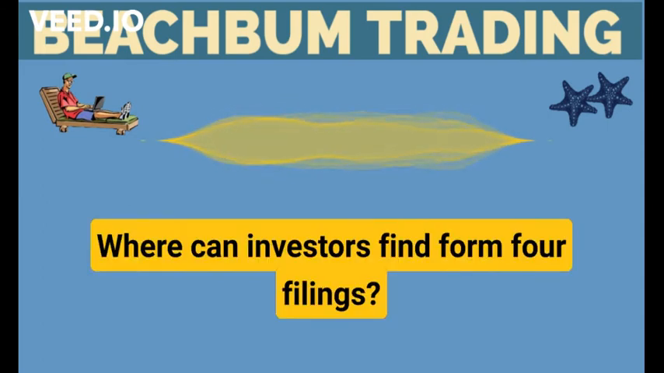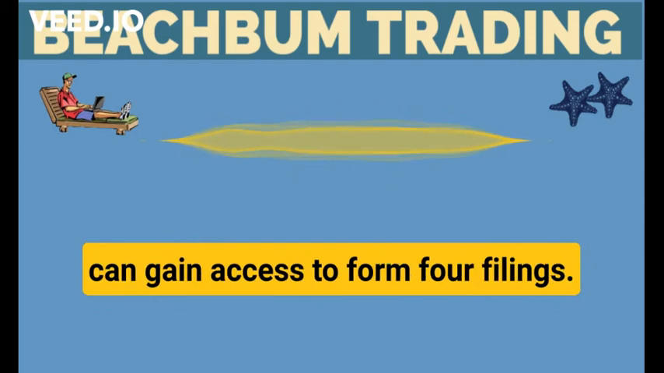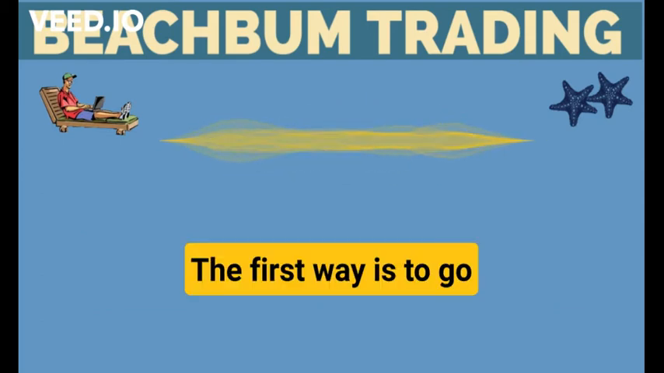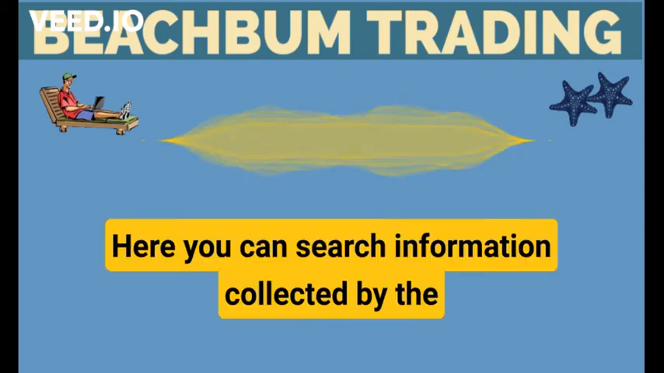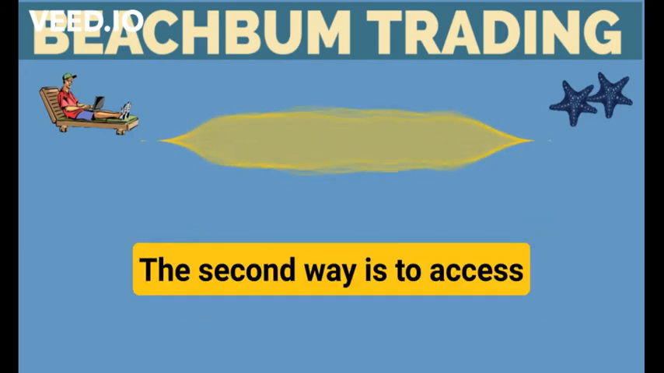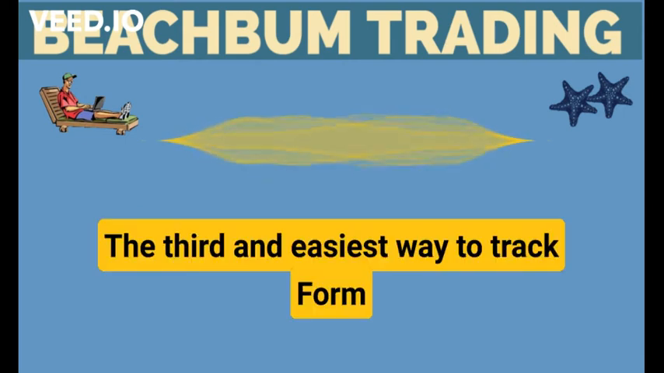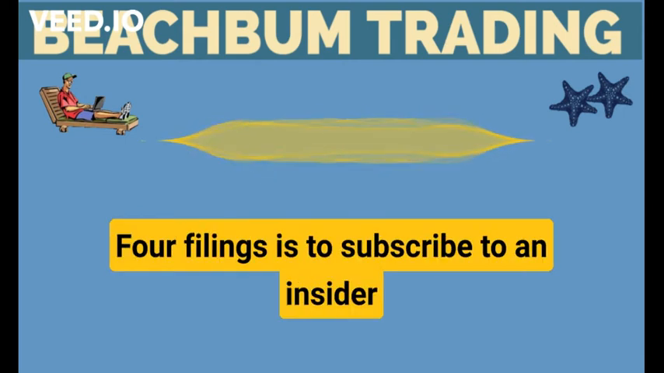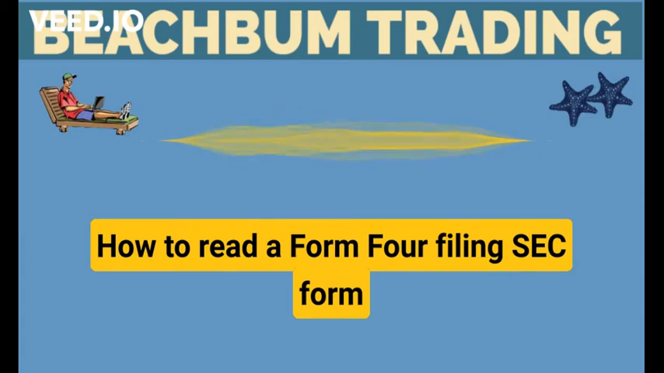Where can investors find Form 4 filings? There are a number of ways that you can gain access to Form 4 filings. The first way is to go directly to the SEC Edgar database. Here, you can search information collected by the SEC using a variety of search tools. The second way is to access websites that offer Form 4 information. The third, and easiest way, to track Form 4 filings is to subscribe to an insider transaction data provider such as 2IQ Research.